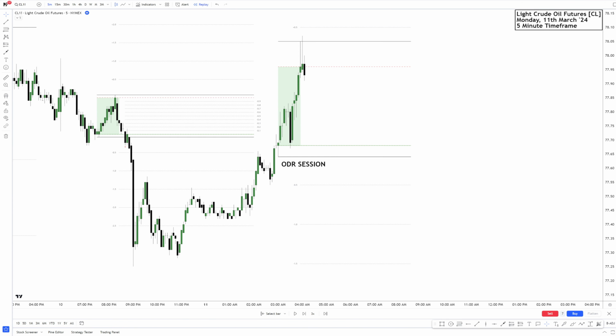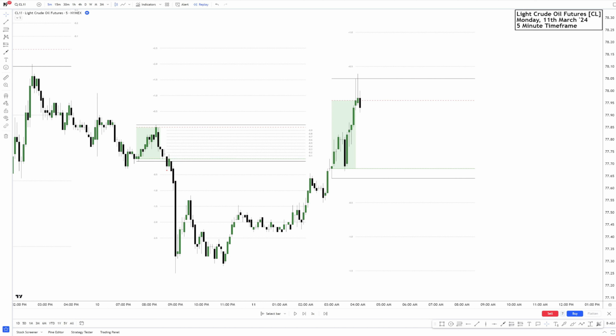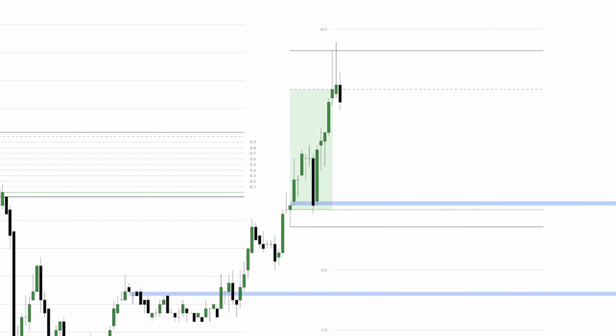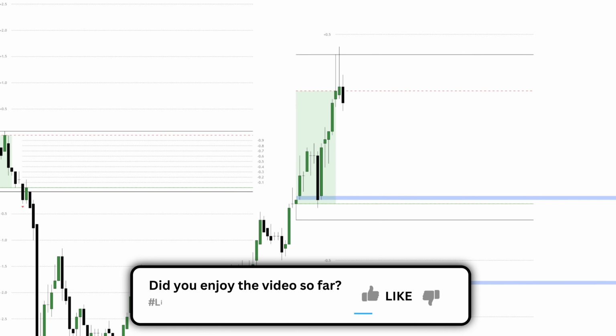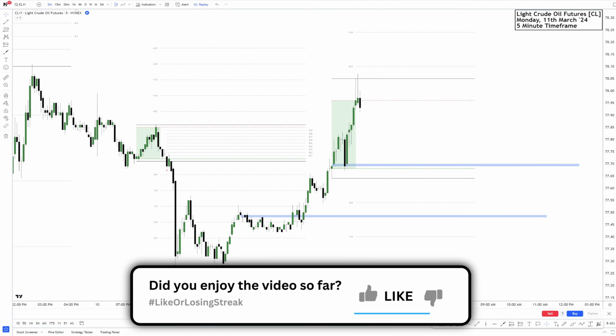Now we're coming to the ODR session and the box has just formed. What catches your attention immediately? The ODR is being supported by an open magnetic gap imbalance. I've shown you the importance of gap imbalances in our last video, but if you want me to cover them in detail, just let me know it by liking this video.